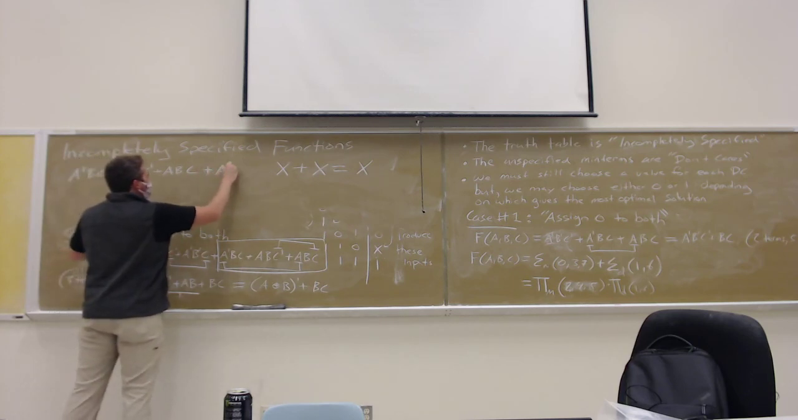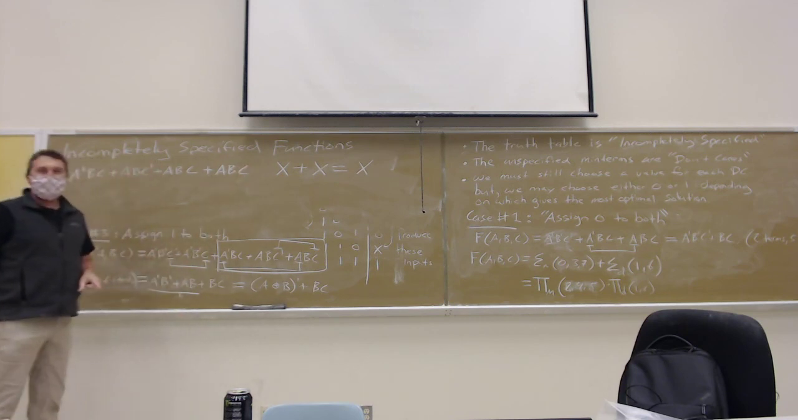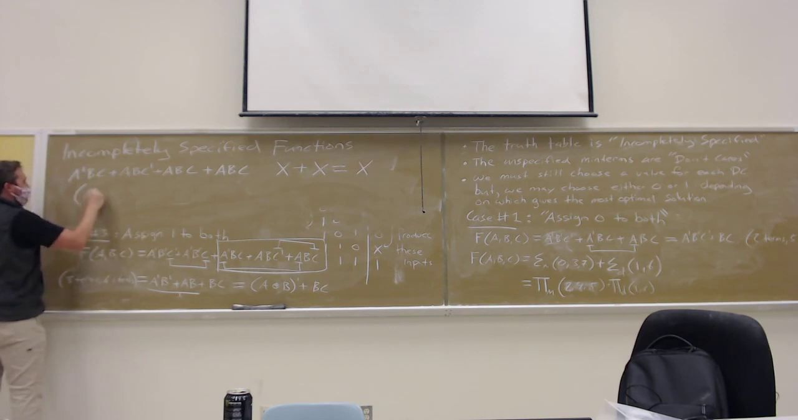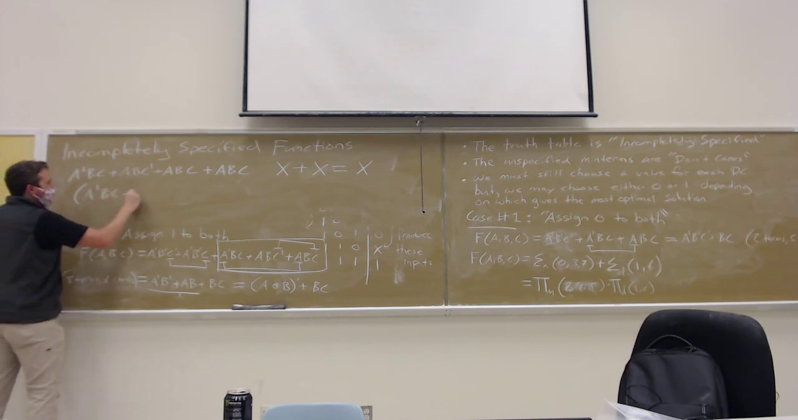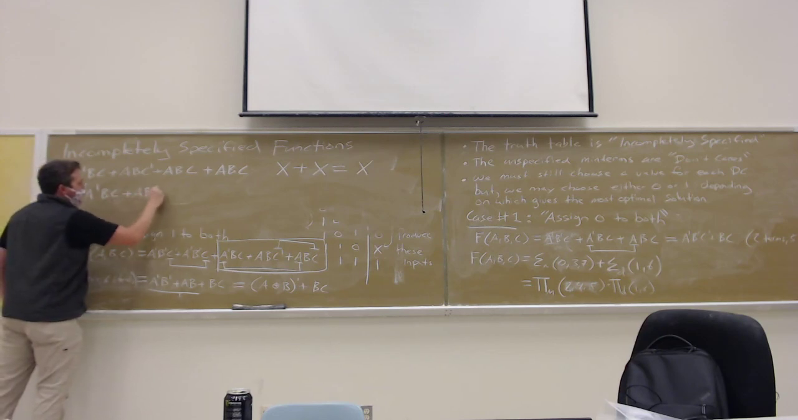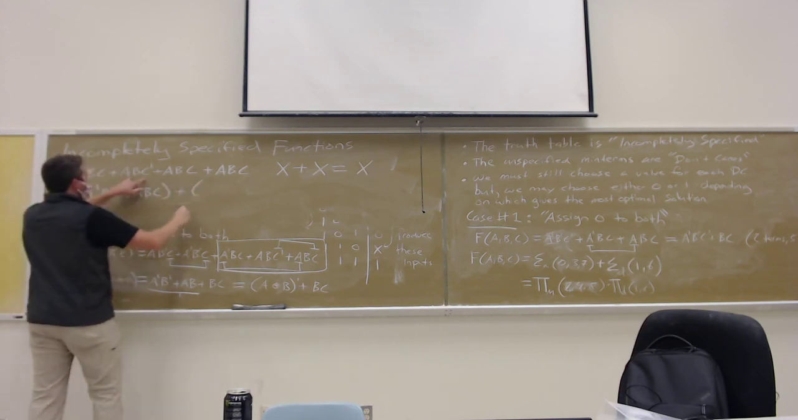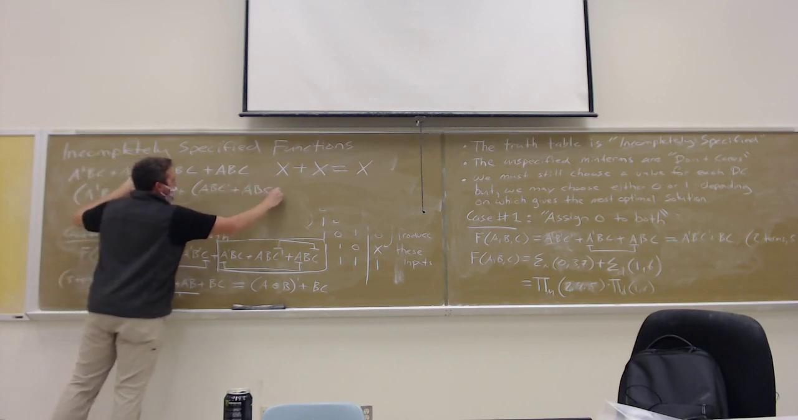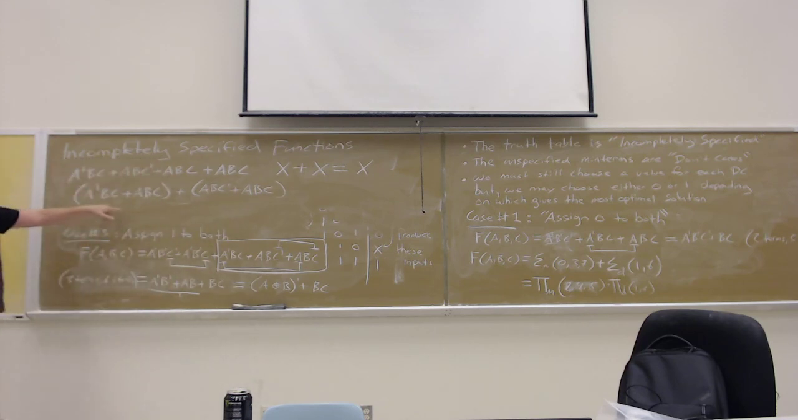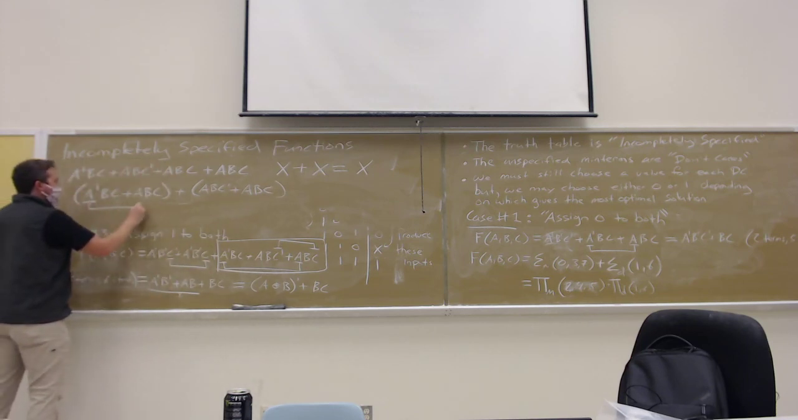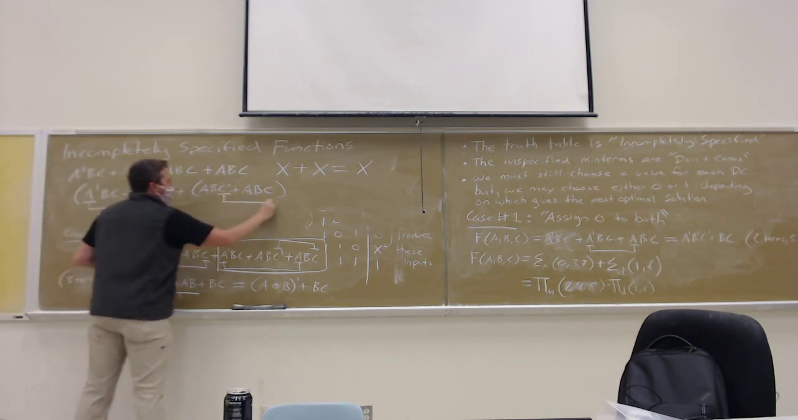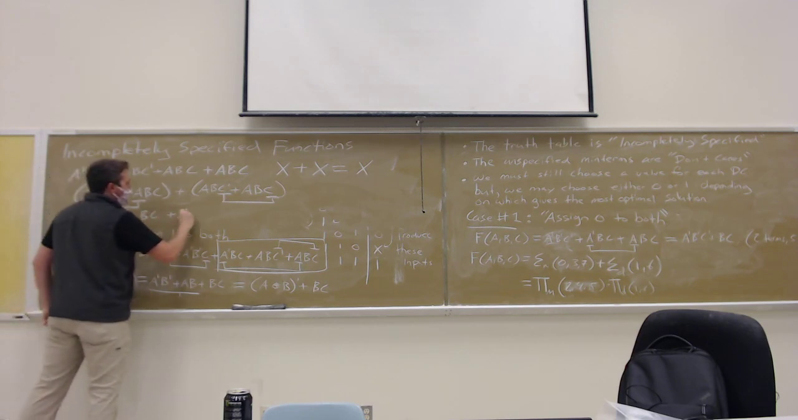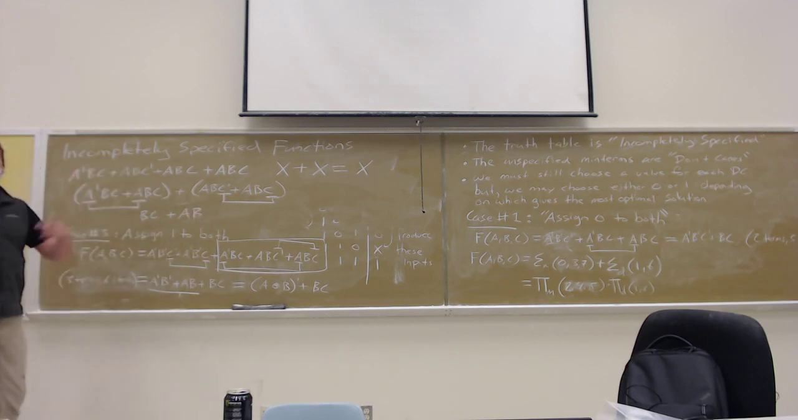I could say or, and just throw in another ABC. And now I can combine these. Let's put them in parentheses to make it more obvious: A prime BC or ABC, or my next one, ABC prime or ABC. Now I'm free to use uniting theorem on both of these guys independently. Those guys united into the C, and now I've got BC or AB.